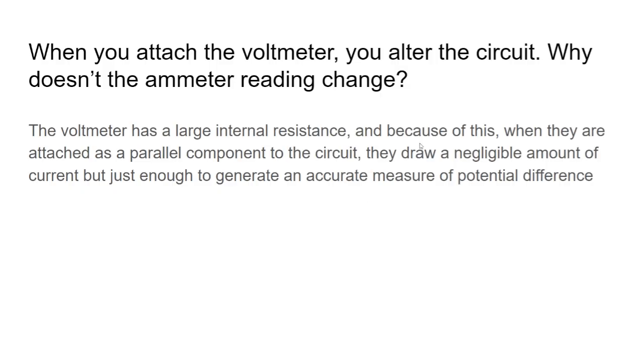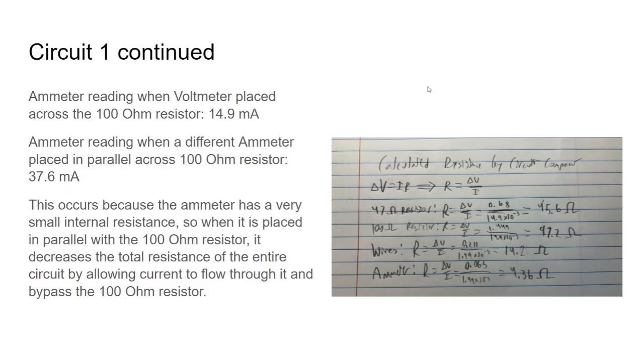When we attach the voltmeter, we alter the circuit. Why doesn't the ammeter reading change? The voltmeter has a large internal resistance, and because of this, when it is attached as a parallel component to the circuit, it draws a negligible amount of current, but just enough to generate an accurate estimate of the potential difference.